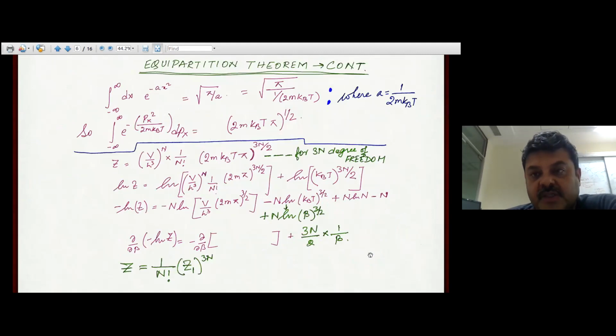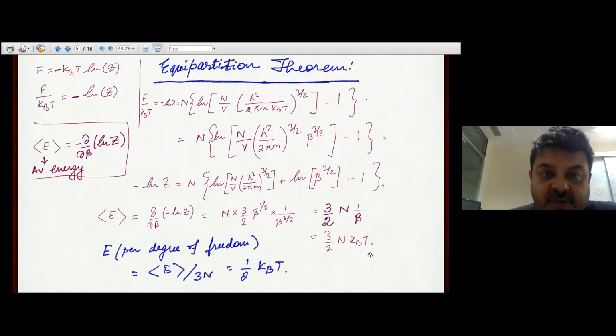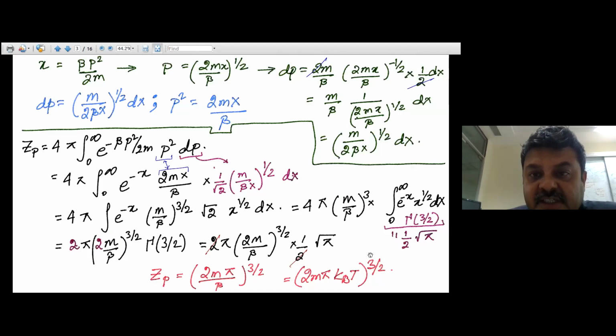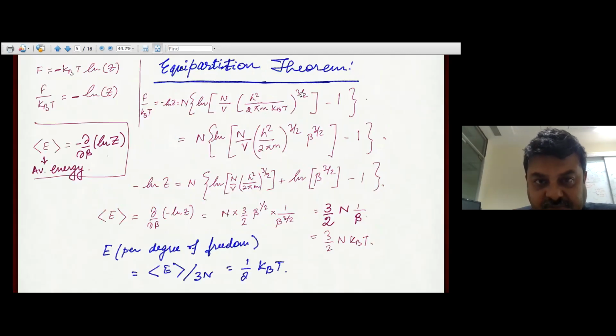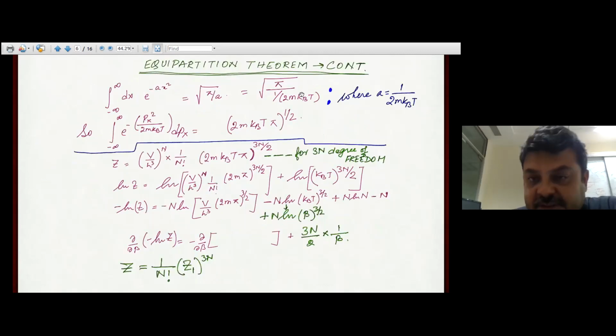But before that, what I want to emphasize is the following: we got half kBT because there were quadratic terms sitting in the Hamiltonian, and the Hamiltonian is here. The reason we got this half kBT, which might seem like magic, is actually a consequence of the fact that we were able to do this Gaussian integral.